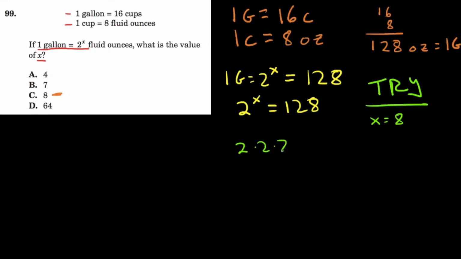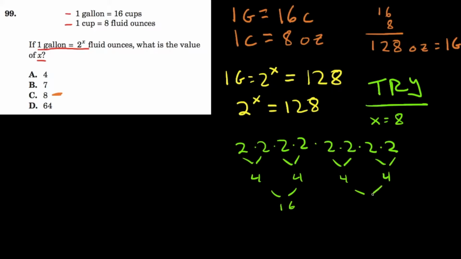2 times 2 times 2 times 2 times 2 times 2 times 2 times 2. And I'm going to break this into 4s. This is just what I think is the easiest way. You do you. Then the 4s become 16s. These are all being multiplied. Okay, and now we have to see, is 16 times 16 equal to 128?